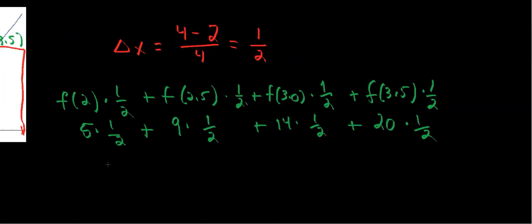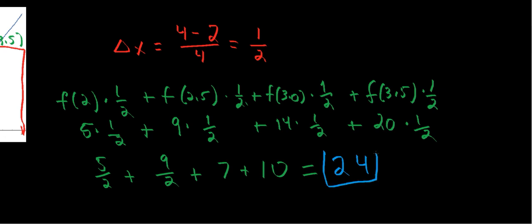Alright, so we can start simplifying these terms. Well, 5 times 1/2 is 5 halves, plus 9 times 1/2, 9 halves, plus 14 times 1/2 is 7, plus 20 times 1/2 is 10, and this equals 17 plus 14 halves. So 9 halves plus 5 halves is 14 halves, which is 7, plus 7 plus 10 is 14, plus 10 is 24. And guess what? That is the left endpoint approximation.